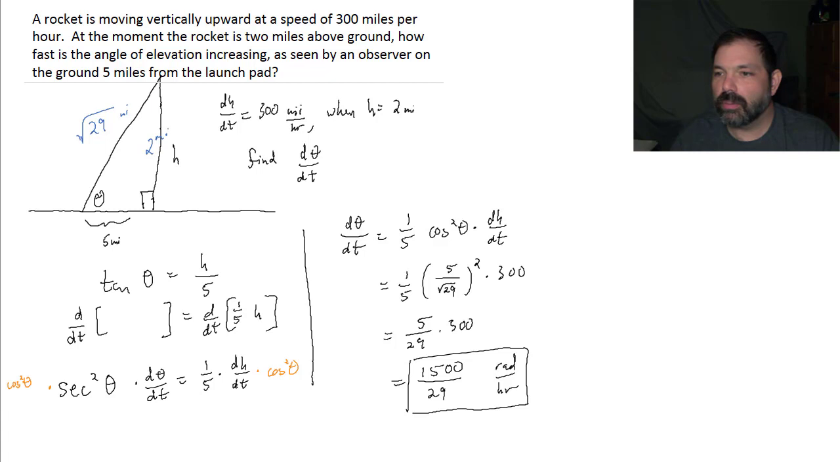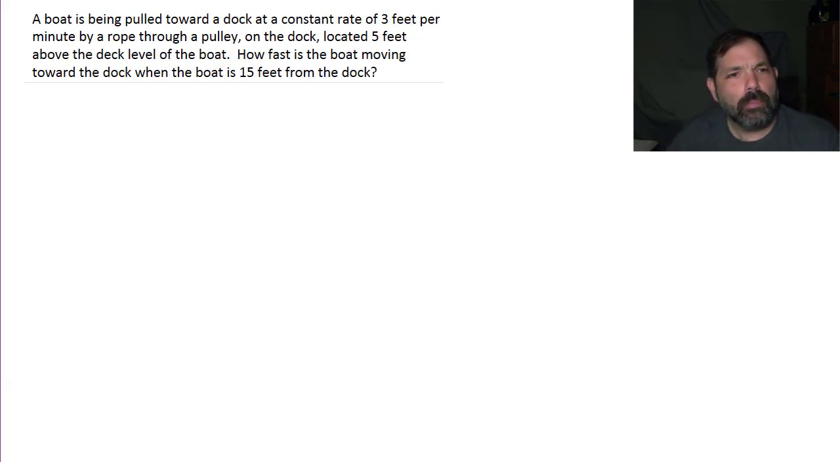Alright, let's look at another problem. A boat is being pulled toward a dock at a constant rate of 3 feet per minute by a rope through a pulley on the dock, which is located 5 feet above the deck level of the boat. How fast is the boat moving toward the dock when the boat is 15 feet from the dock? So it might look like it's moving towards at 3 feet per minute. But that 3 feet per minute is offset.